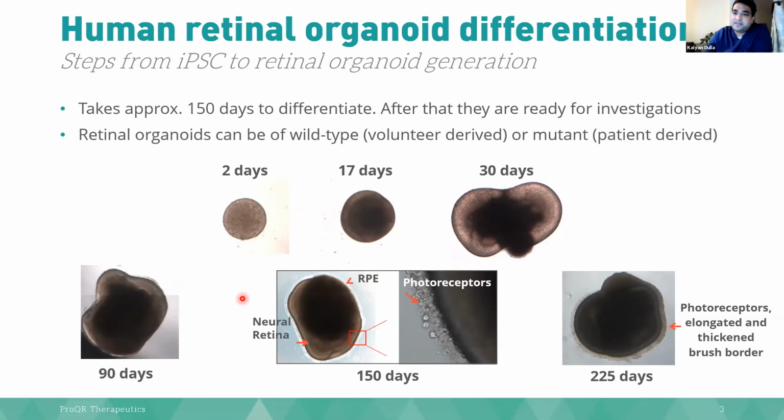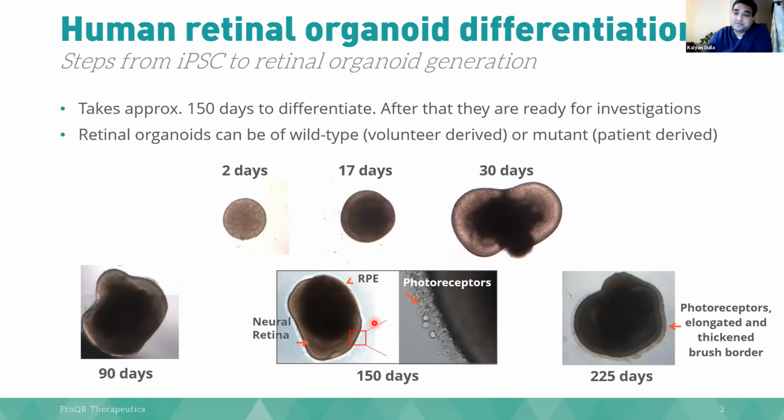After this, they are switched to maintenance media where they develop and mature. The first 1 month is the most tricky and difficult part with multiple key steps, whereas thereafter it becomes a bit simpler and more like a routine cell culture. Retinal organoids do take up to 150 days to differentiate. However, there are reports that they continue to mature till 200 days.